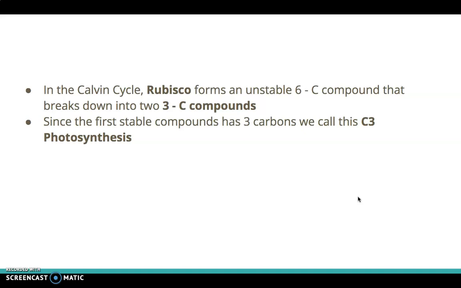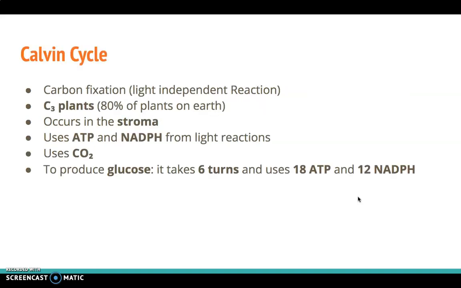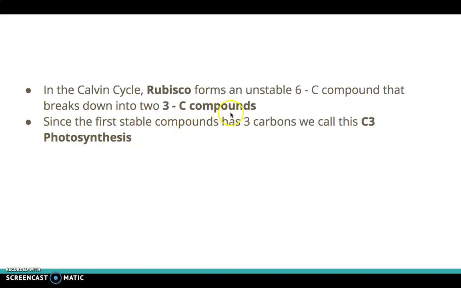So this is the normal cycle process of the Calvin cycle that we've been talking about. Carbon fixation happens in the light-independent reaction. It happens in the Calvin cycle. C3 plants are about 80% of plants on Earth. So why do we call it C3 plants? Well, normally what happens in the Calvin cycle process is that we end up creating two 3C compounds through that cycle itself. So that's why we call it C3 photosynthesis.